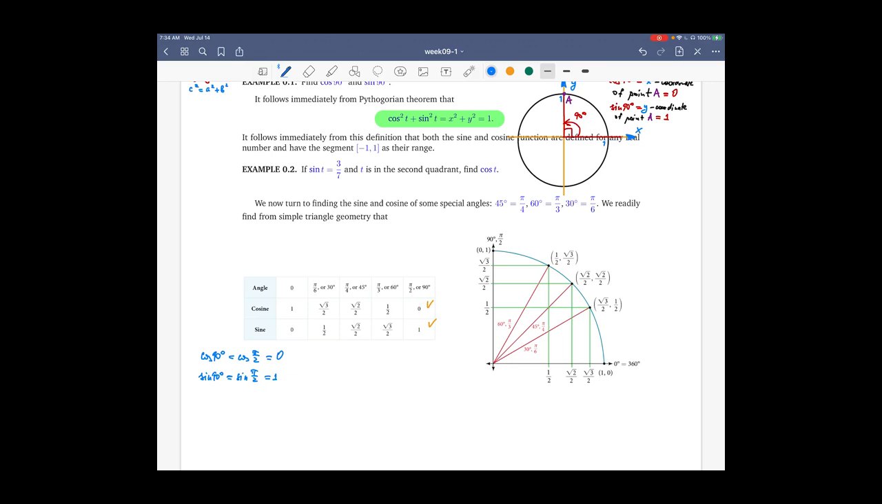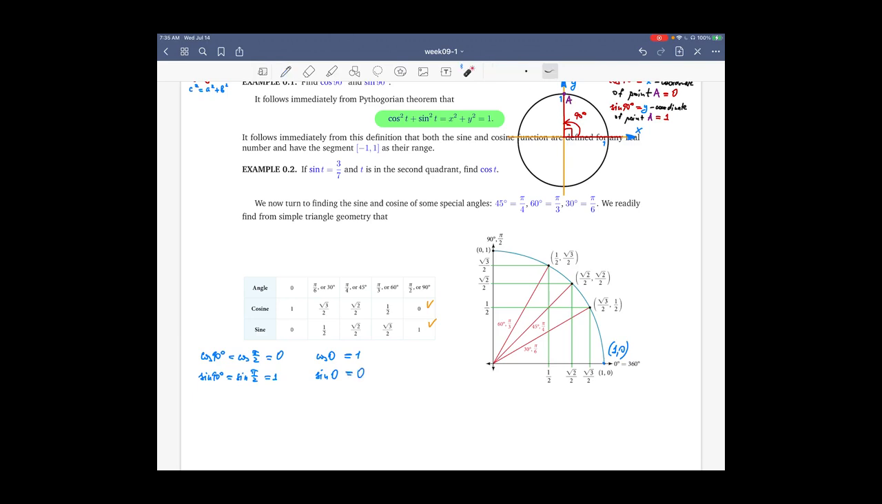Finding cosine and sine of 0 is also very simple. 0 degrees or 0 radians corresponds to the point 1, 0. And therefore, cosine of 0 degrees or radians simply is the x-coordinate of that point, which is 1. And sine of 0 degrees or radians is the y-coordinate of that point, which is 0.